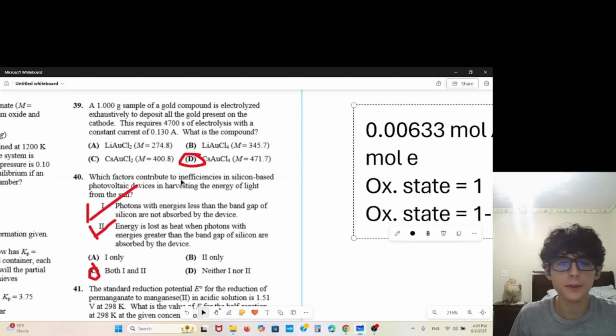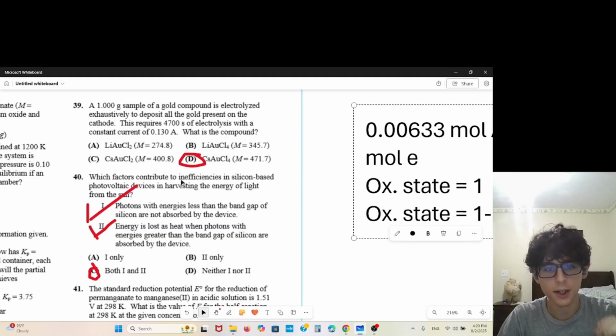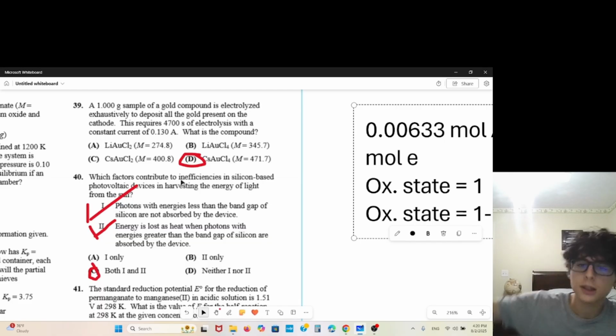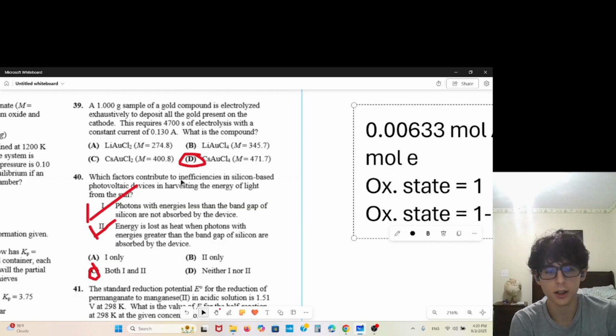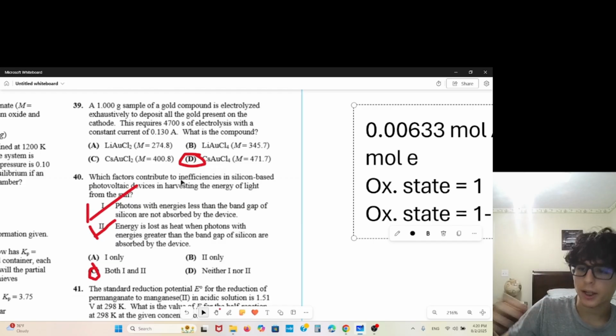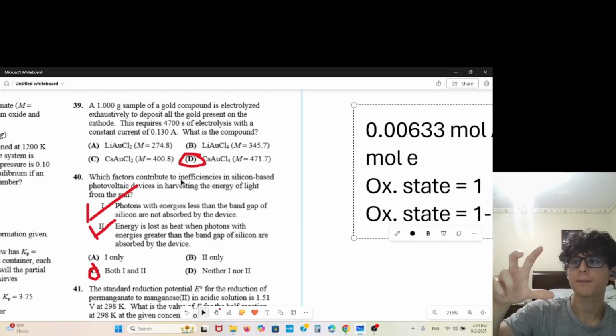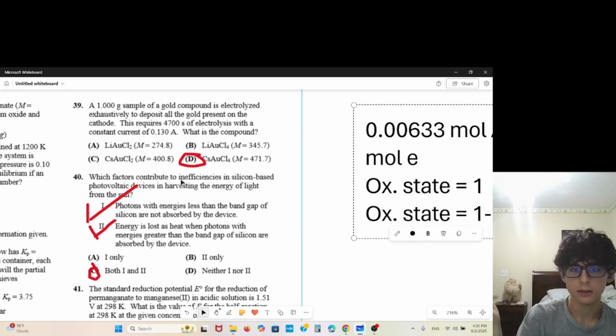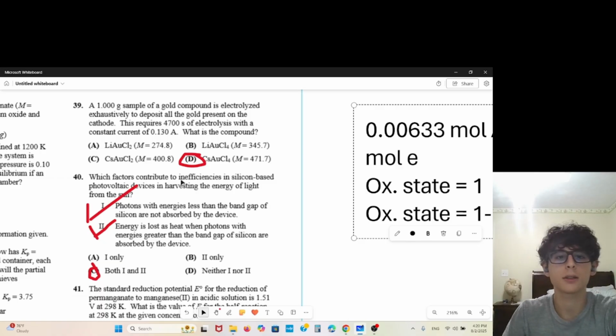All right, final one. Which factors contribute to inefficiencies in silicon-based photovoltaic devices in harvesting the energy of light from the sun? How do these work? These are on your solar panels. Light passes through them, the optimal type of light that they want, which is determined by something we'll talk about in a bit. It passes through, excites your electrons, and, well, electricity. It's pretty neat, right?